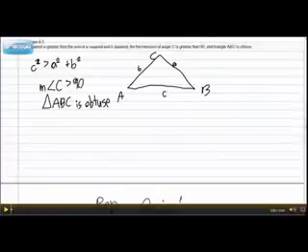Theorem 8-5. If c squared is greater than the sum of a squared and b squared, then the measure of angle C is greater than 90 degrees and triangle ABC is obtuse.